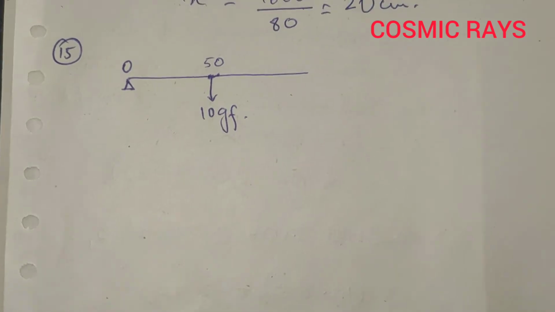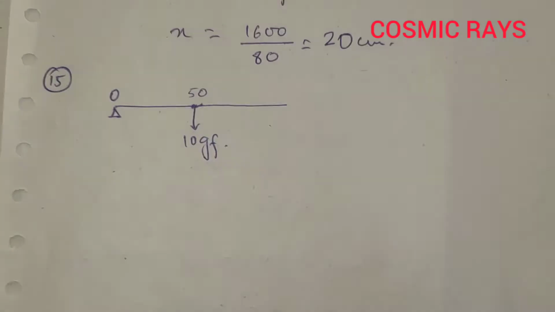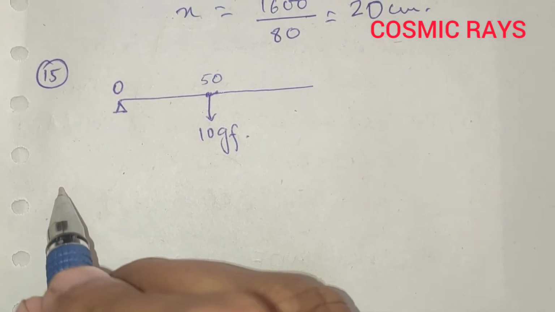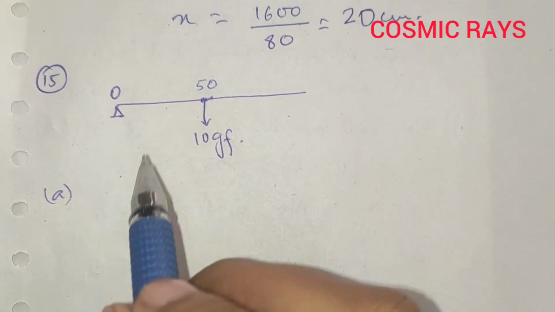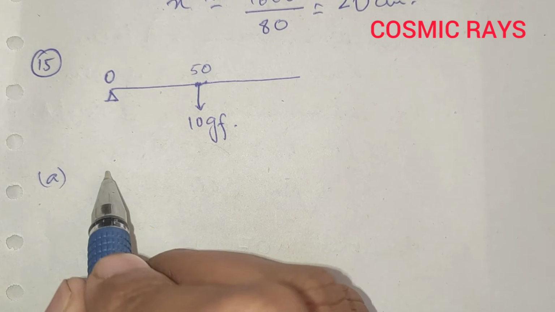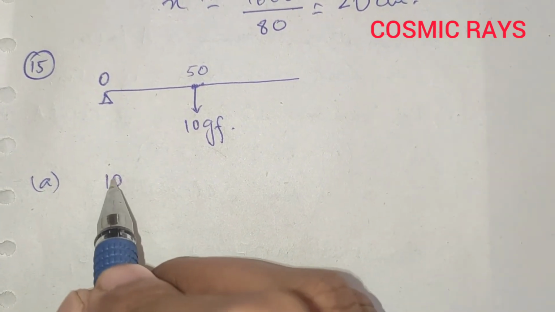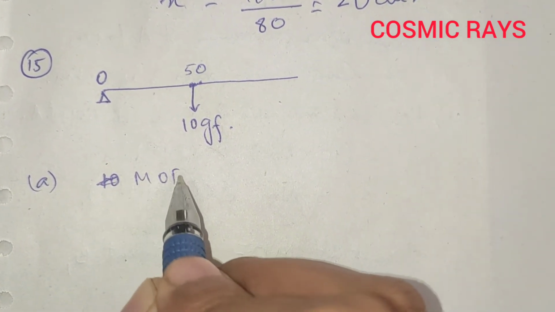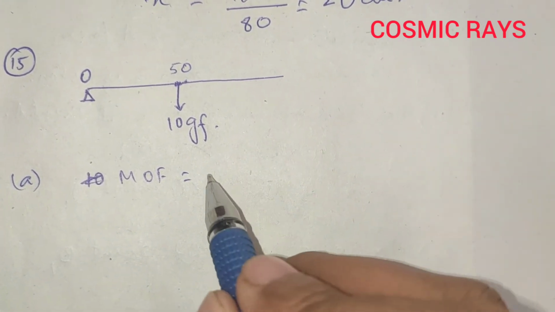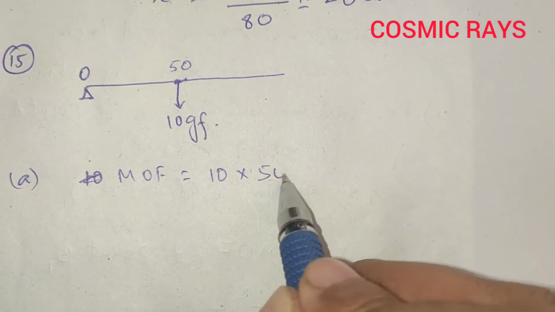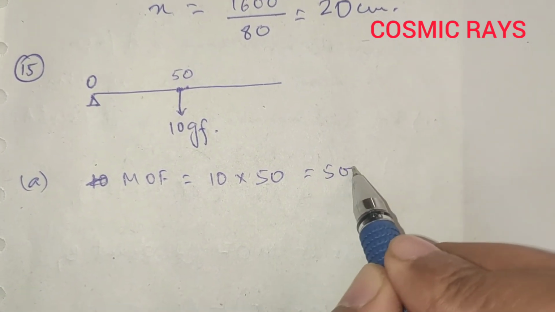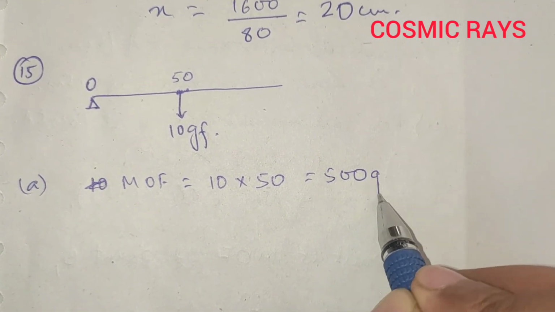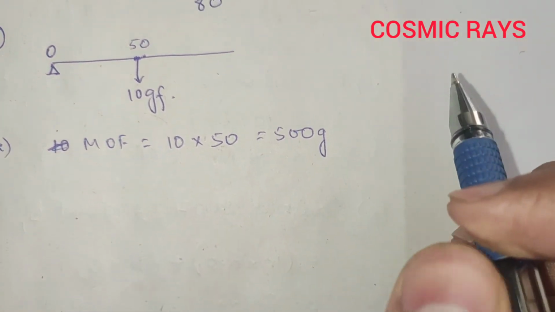Now what is the moment of force? So the first part, moment of force is equal to the weight, that is 10, moment of force is equal to 10 into 50, that is the distance. So that is equal to 500.